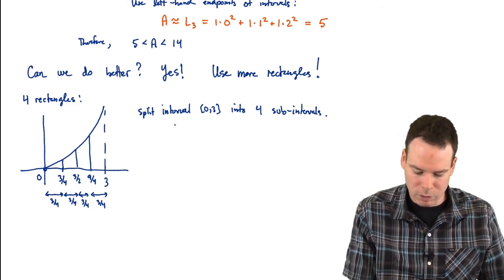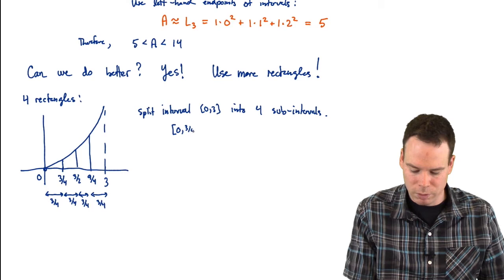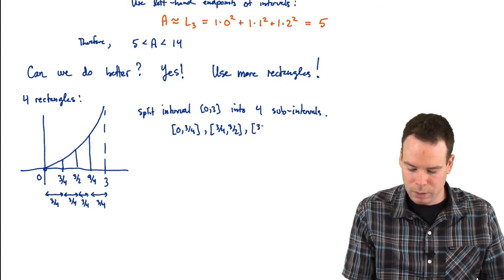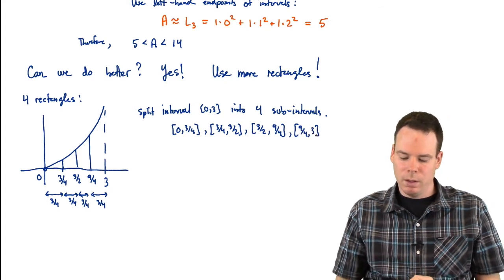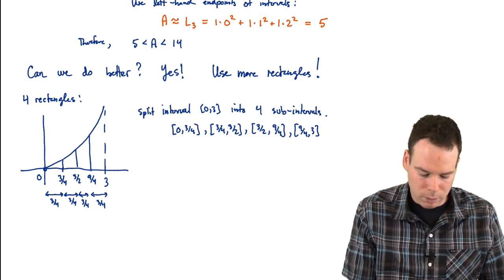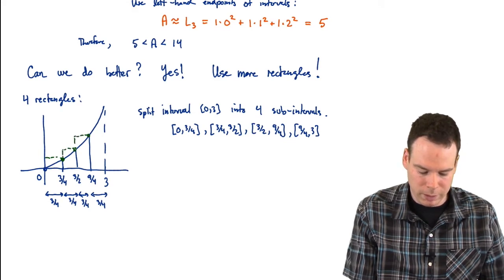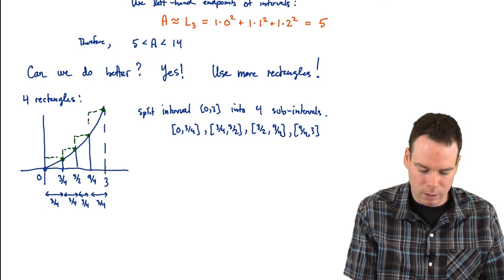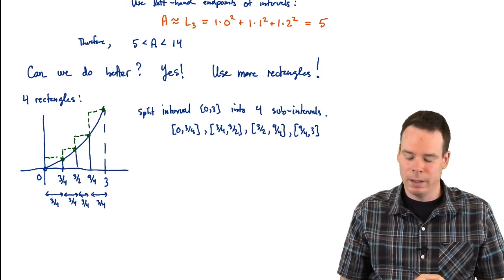And what are our 4 sub-intervals? They'd be 0 to 3/4, 3/4 to 3/2, 3/2 to 9/4, and 9/4 to 3. Now what do we do with this? Well, we do just what we did above. We look at the right-hand endpoints, construct those 4 rectangles, compute the area of all 4 of them, and add them all up.